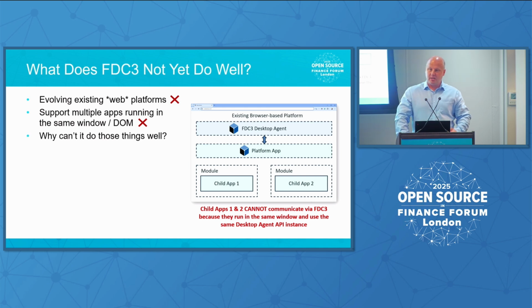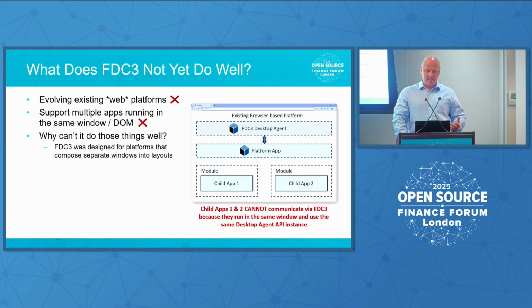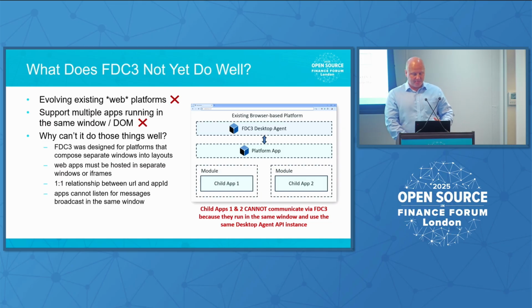And the reason FDC3 can't do these things so well is, as we've just seen, FDC3's origins lie in desktop containers, and these platforms were designed to compose separate windows into layouts or dashboards. Web apps essentially have to be hosted in separate windows or iframes, and fundamentally there's a one-to-one relationship between window URLs and FDC3 app IDs. And again, apps can't listen for messages that are broadcast within the same window.